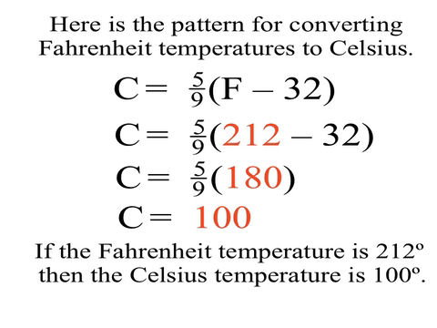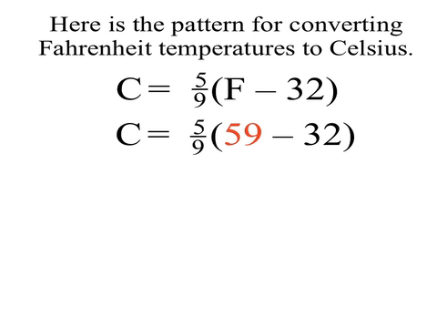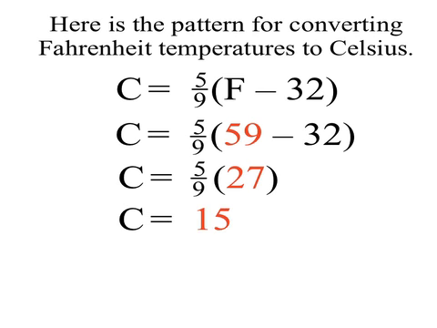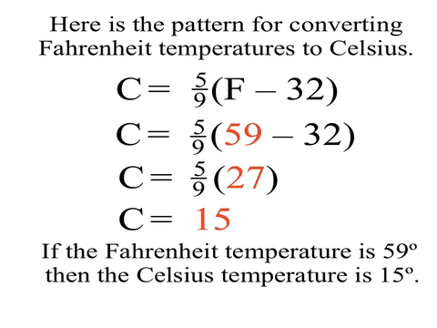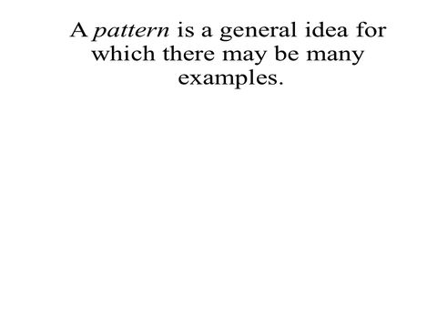And we'll do one more instance. We'll pick a number that we're not sure of the answer. 59 degrees Fahrenheit. We plug it in. That's called substitution. 59 minus 32 is 27. 5/9 of 27 is 15. And we've just learned that if the Fahrenheit temperature is 59 degrees, then the Celsius temperature is 15 degrees.